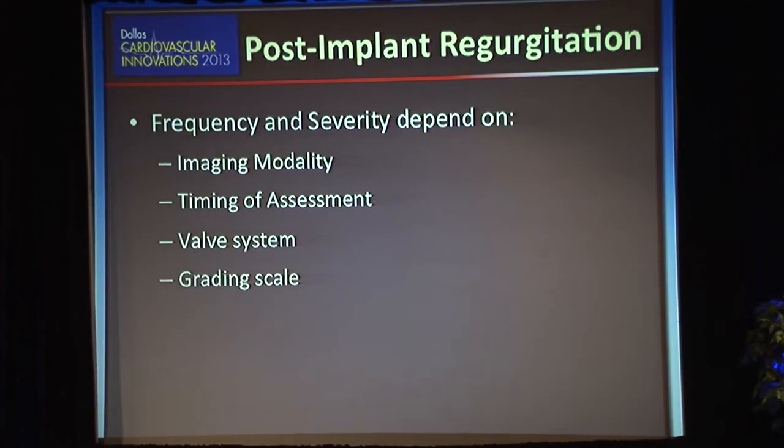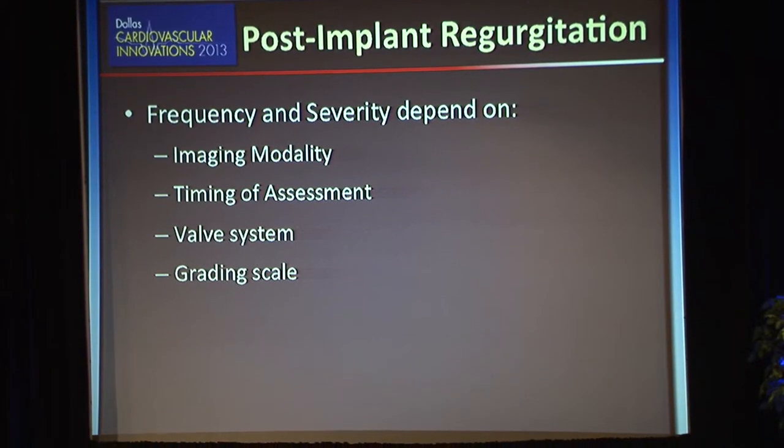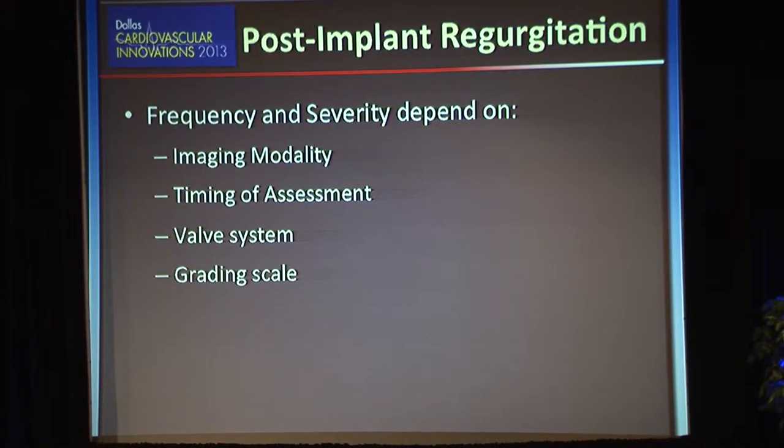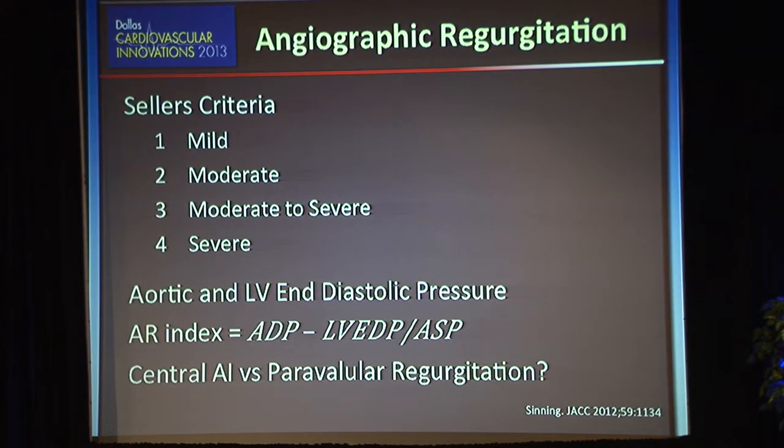So looking at post-implant regurgitation, the issues are really the imaging modality, which Mike talked about some in the CHOICE trial, the timing of assessment, the valve system, and the grading scale used. For grading scales, you look at the angiograms, the Sellers criteria. We can look at pressures. We can look at an aortic regurgitation index. We can look at central AI versus paravalvular regurgitation, which this hemodynamic measurement doesn't tell you.